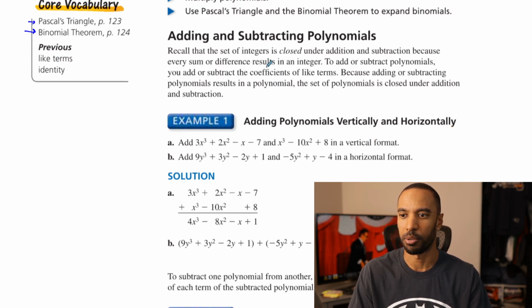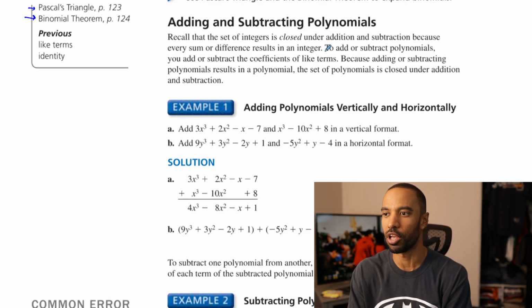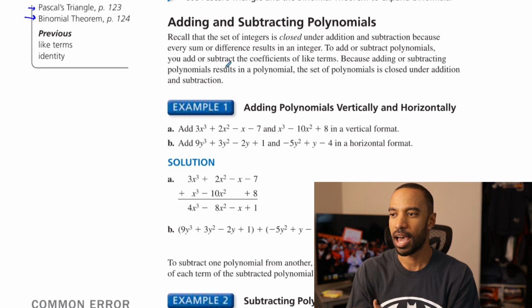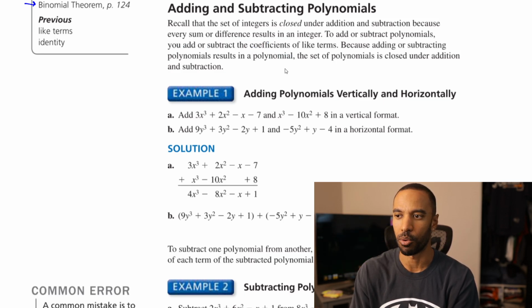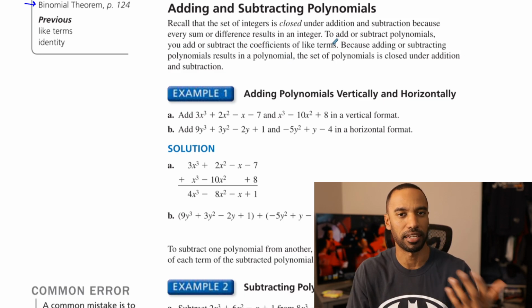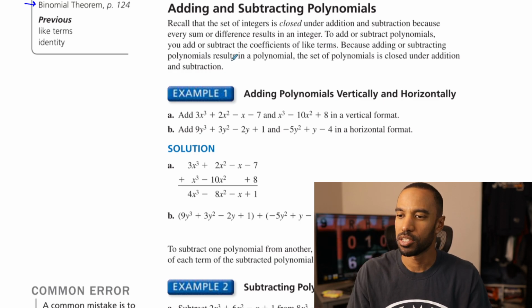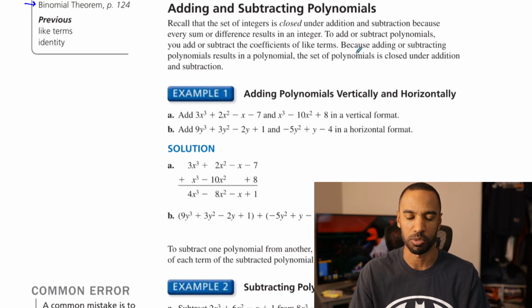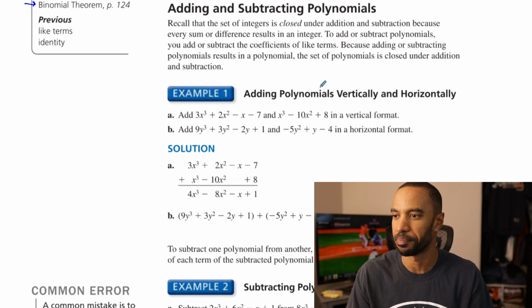Adding and subtracting polynomials. Recall, the set of integers is closed under addition and subtraction because every sum or difference results in an integer. To add or subtract polynomials, you add or subtract the coefficients of like terms. Yeah, combine like terms is our way of saying it. Because adding or subtracting polynomials results in a polynomial, the set of polynomials is closed under addition and subtraction. Okay, wordy, right?